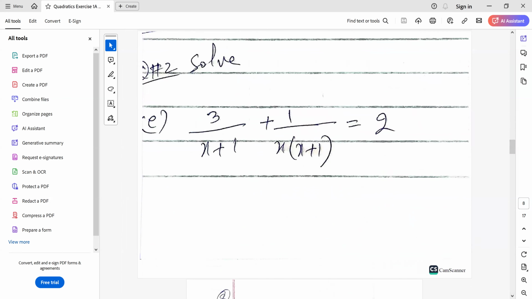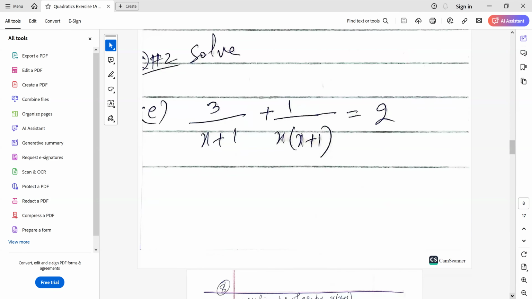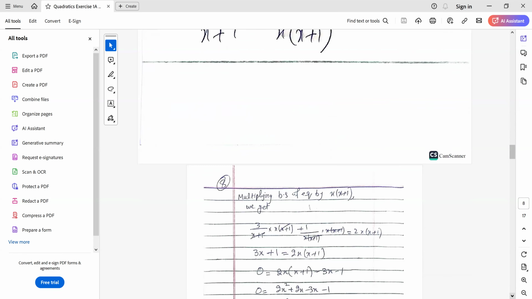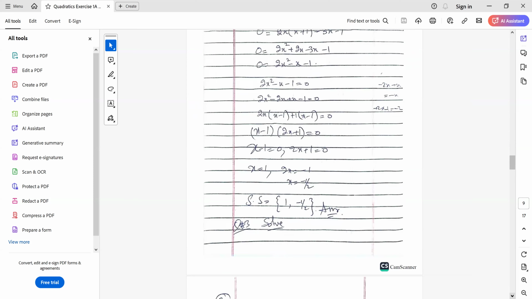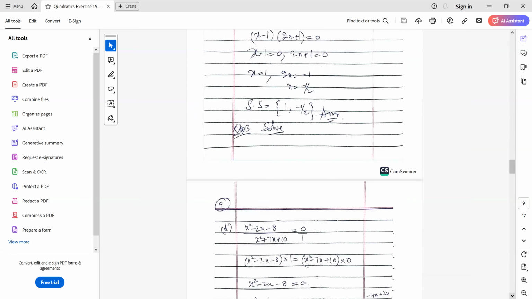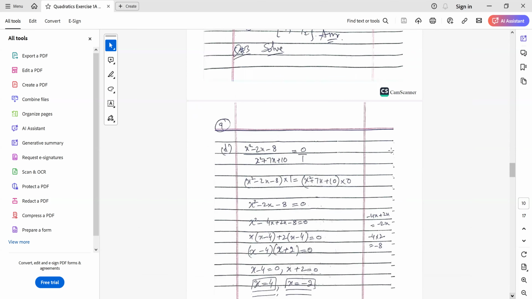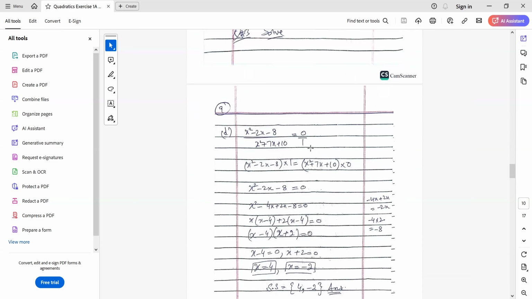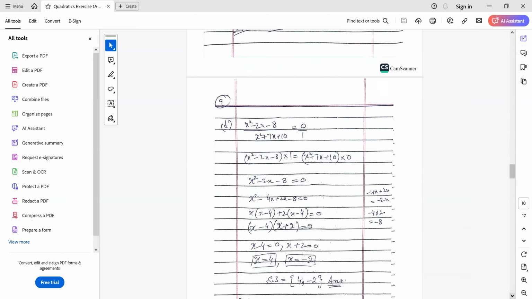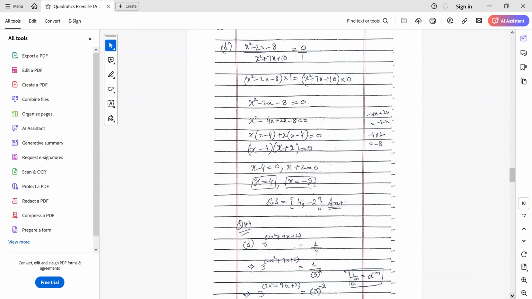And here is our question two. Same here. First of all, we will multiply by LCM. Then we will solve it by using the factorization technique. This is done firstly by cross multiplication, and then we have factorized it.